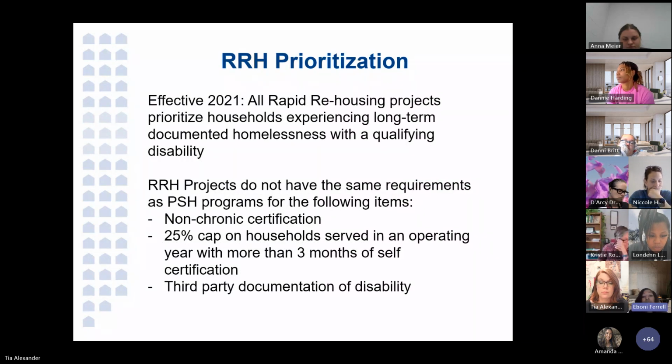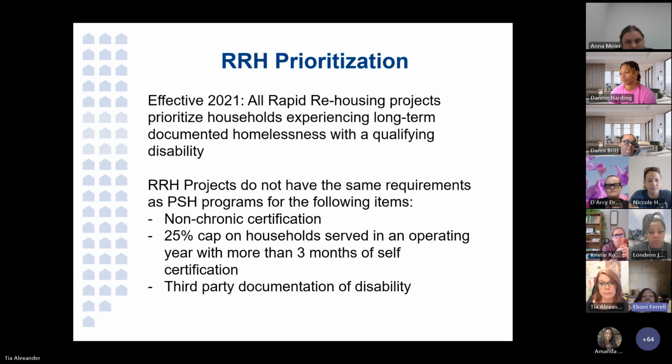Additionally, a quick note about rapid rehousing projects. Our rapid rehousing projects prioritize households experiencing documented long-term homelessness with a qualifying disability per our community prioritization policies. The policy describes the criteria for chronic homelessness, but without the higher standards of documenting it, this allows for people to be prioritized for rapid rehousing with self-certified disability, allowing for quick enrollment for rapid rehousing clients.